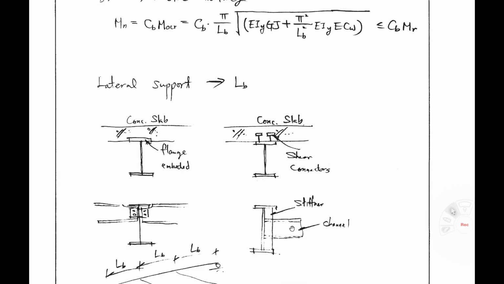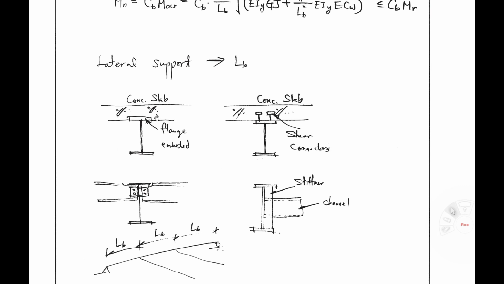Let's consider lateral support. Consider this case. The compression flange is embedded in the concrete slab. That means the concrete slab provides continuous lateral support against lateral torsional buckling. So in that case, your Lb equals 0, right? How about this case? This beam and concrete are connected by shear studs. If the shear stud spacing is 30 centimeters, then your unbraced length is 30 centimeters, which is very short. So Mn must be Mp, failing by yield rather than lateral torsional buckling.